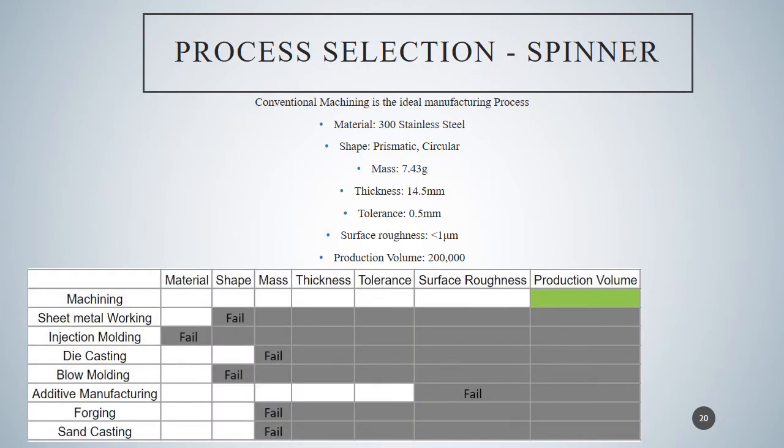Here we have the process selection for the spinner. We took all of the different processes for stainless steel, and then we ran everything through, looking at all the different criteria, and we ended up determining that this part can only really be made through machining. So that's what we ended up going with.